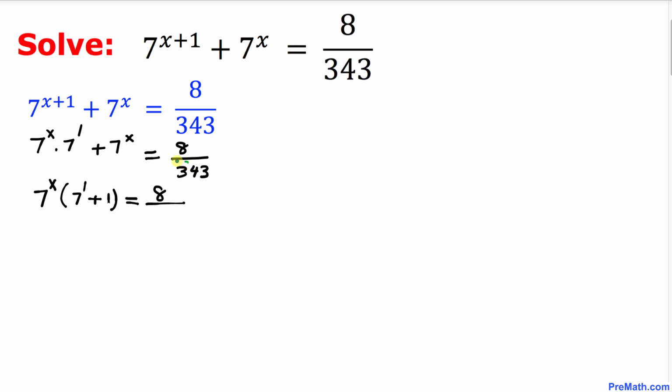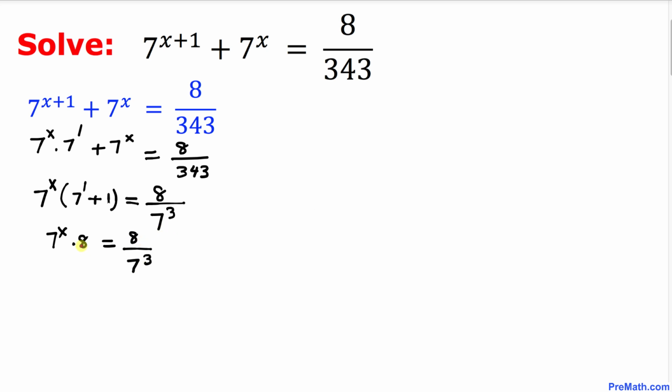let's focus on this denominator, 343. And we know that 343 could be written, in terms of exponent, as 7 power 3. So I'm going to replace 343 by 7 power 3. Now let's focus on inside this parentheses, 7 power 1 plus 1. I have just copied it down over here. We know 7 power 1 is the same as 7, plus 1 is going to give us 8. So I can replace this by 8. So I can write 7 power x times 8 equal to 8 divided by 7 power 3.